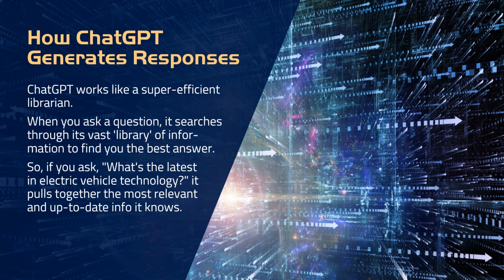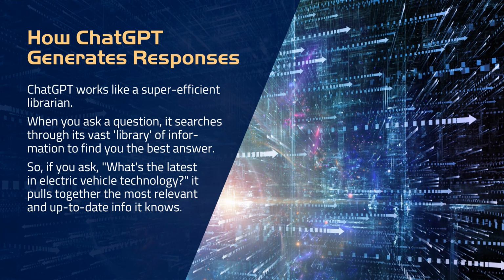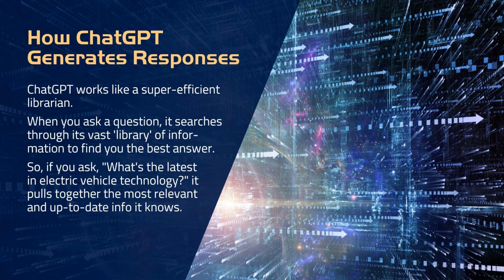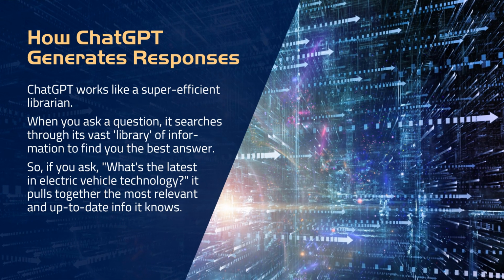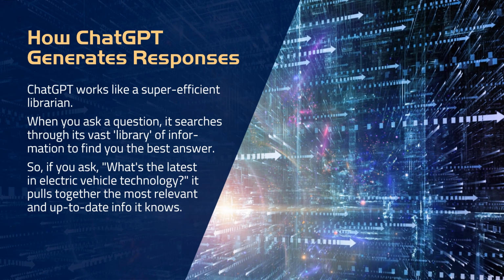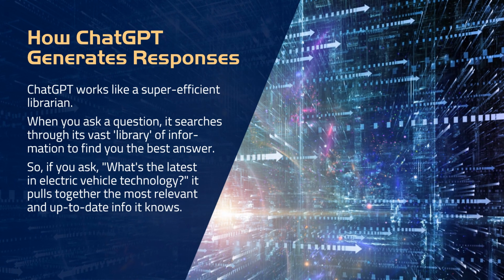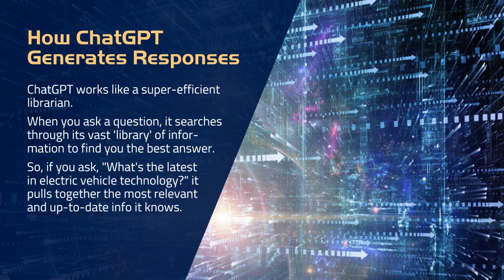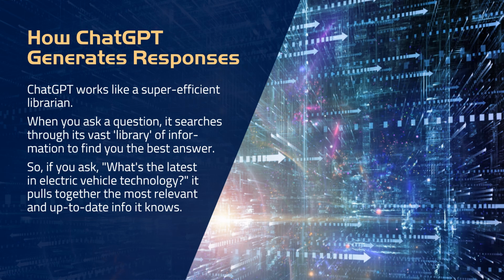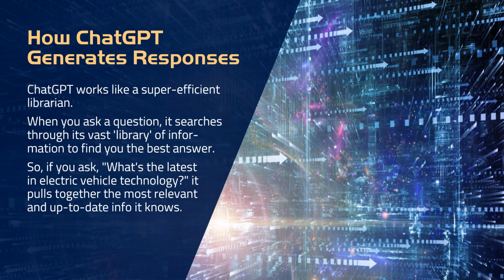ChatGPT functions like a super efficient librarian equipped with a vast repository of information at its disposal. When presented with a question, it swiftly sifts through its extensive library of knowledge to retrieve the most pertinent and accurate answer. For instance, if you inquire about what's the latest in electric vehicle technology, ChatGPT meticulously gathers the most relevant and up-to-date information available, ensuring a comprehensive response.